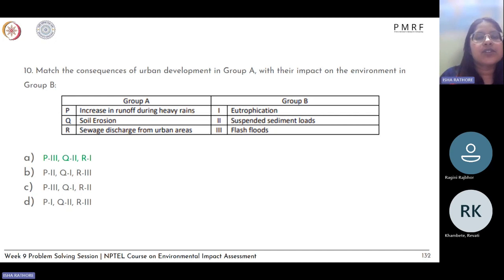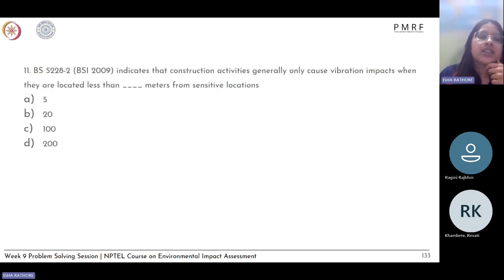So increase in runoff during heavy rains can lead to flash floods. So P matches with 3. Soil erosion Q can lead to suspended sediment loads. That is Q matches with 2. Then sewage discharge from urban areas can lead to eutrophication because of the large amount of nutrients being present. So R matches with 1. So the correct answer is P matches with 3, Q matches with 2, and R matches with 1. So A is the correct answer. Okay, so moving on to the next question.